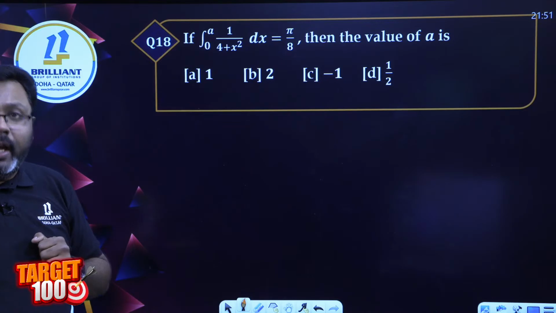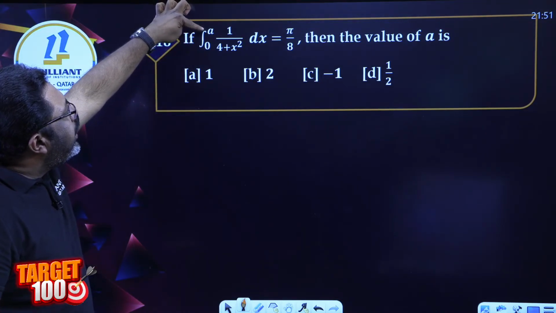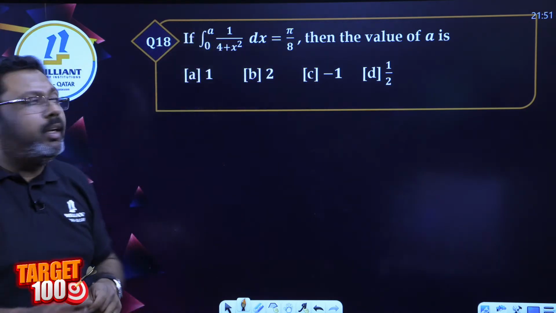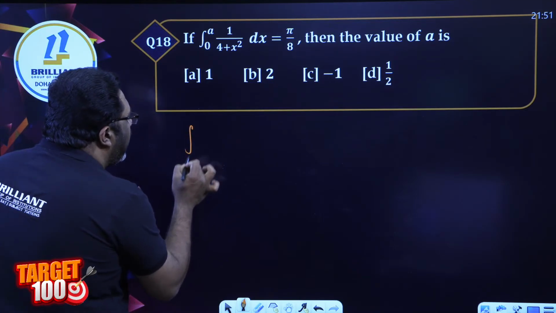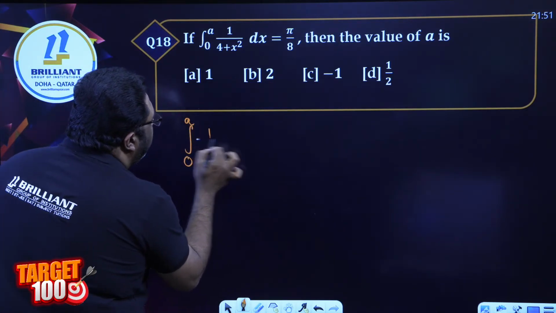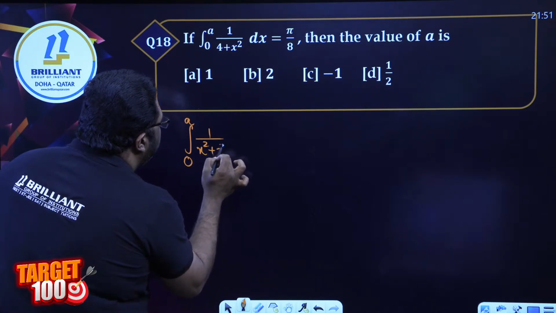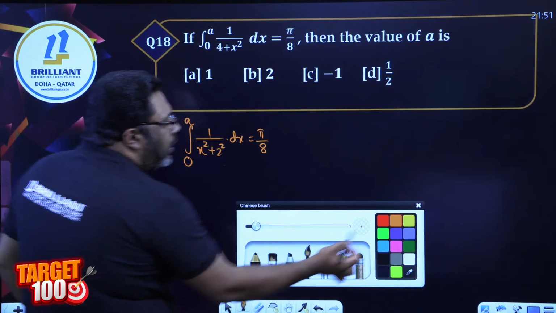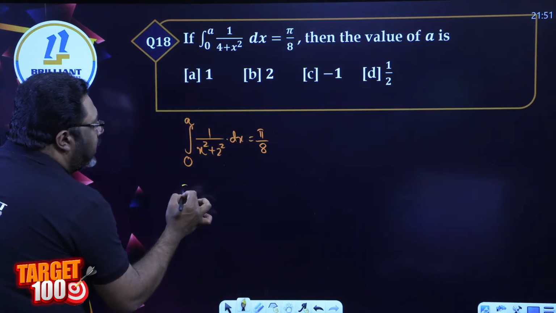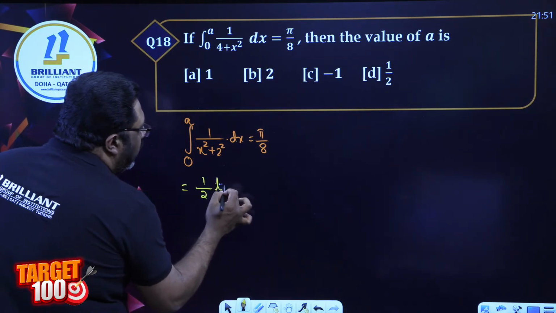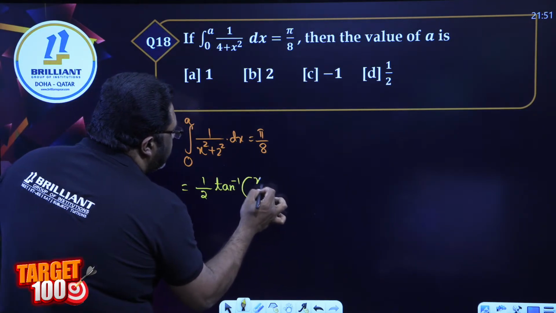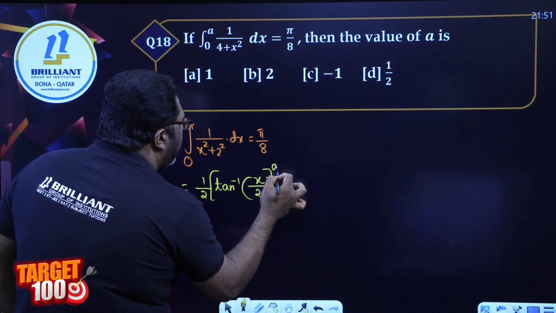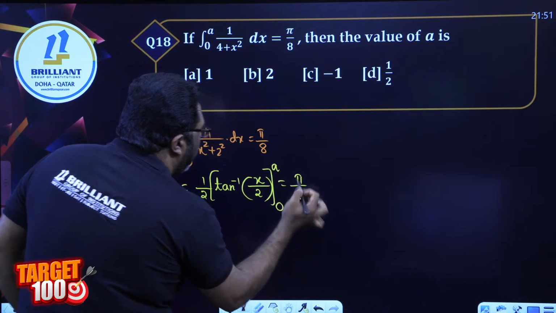Learn it. 0 to a. Here, they haven't given us the upper limit. But they gave the answer for this as pi by 8. You have to find the upper limit. All of you, integral 0 to a of 1 by x squared plus 2 squared dx is pi by 8. And this is a standard formula, 1 by x squared plus a squared, 1 by a tan inverse x by a. And the limit is from 0 to a, pi by 8.